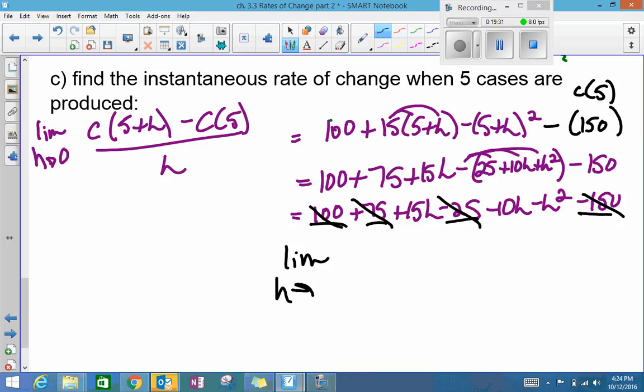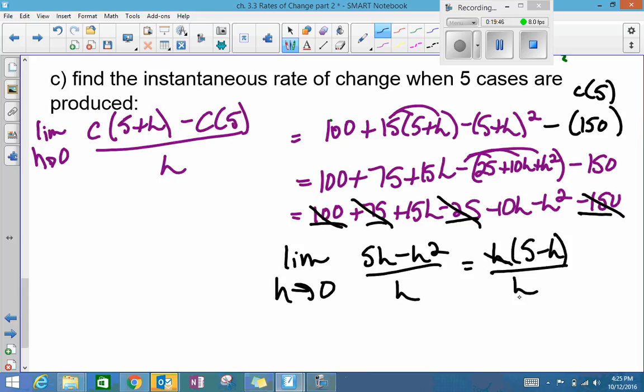So now we take the limit as h approaches 0 of 15h minus 10h gives us 5h minus h squared over h. We factor out an h, and the h is canceled, and we get 5 minus h, which is 5 minus 0. So the instantaneous rate of change when 5 cases are produced is $5.